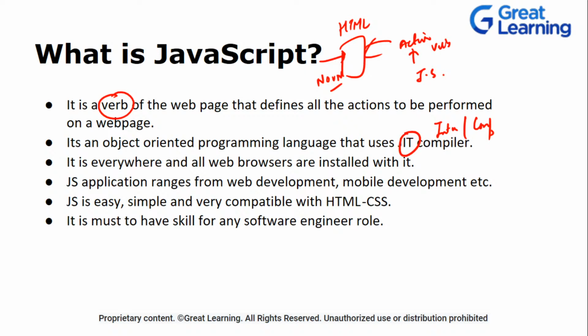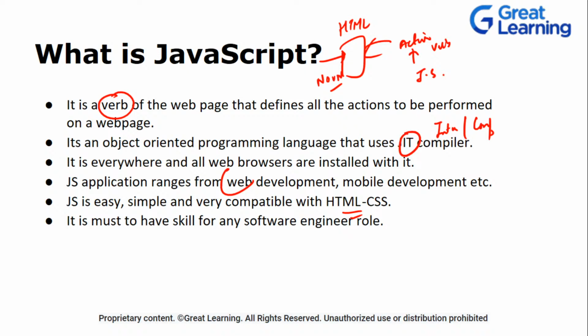your compiler. Okay, cool. So what else? It can be seen everywhere; all the web browsers are installed with it. Applications can range from web development to mobile development. You can create applications like tic-tac-toe games, snake games in JavaScript. It is very easy, simple, and very compatible with HTML and CSS. This is something that is related to the front end. If you see a web page, it consists of HTML, it consists of CSS or Bootstrap, and it consists of JavaScript, only the front end part of it. We are not talking about back end.